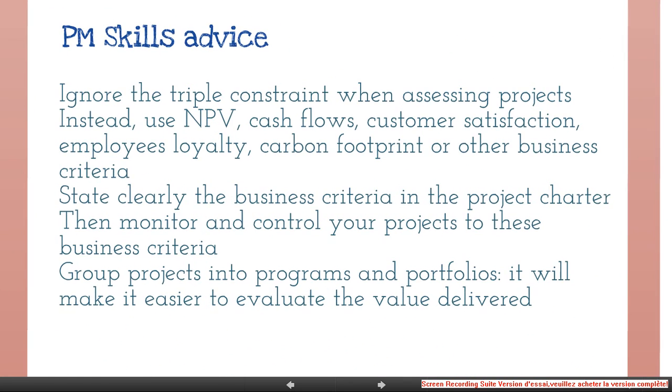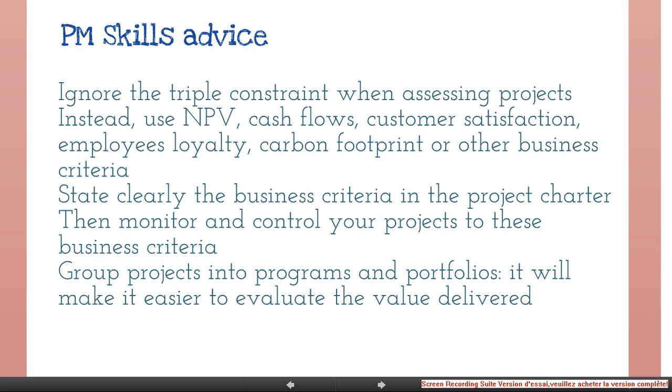So here are a few pieces of advice given by PM Skills. Ignore the triple constraint when you assess your project. Instead, use net present value, cash flows, customer satisfaction, employees' loyalty, carbon footprint, or other business criteria. State clearly the business criteria in the project charter, in the beginning of the project, of course. Then monitor and control your project to these business criteria.